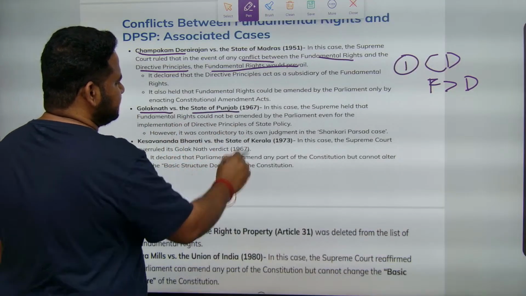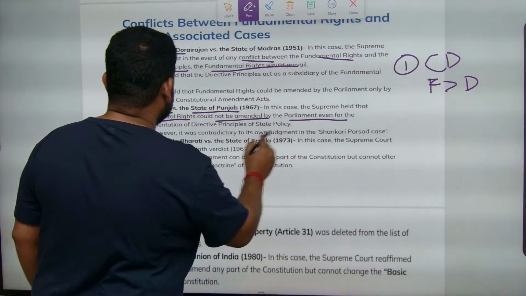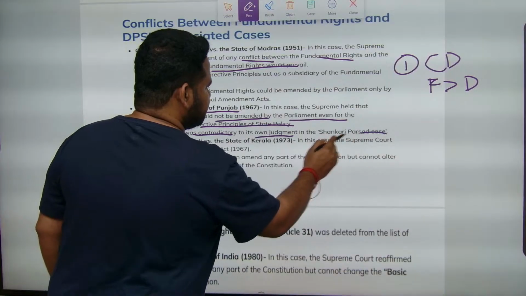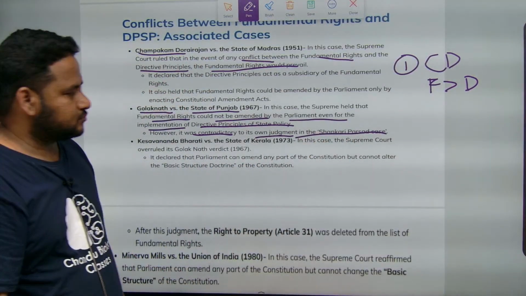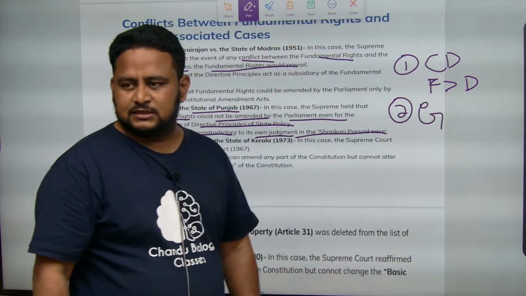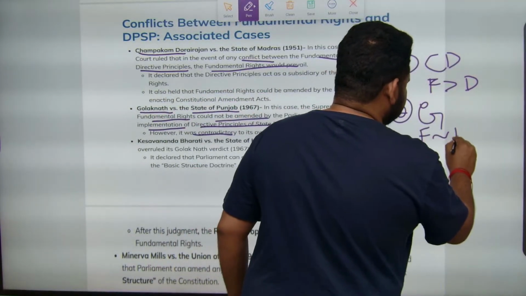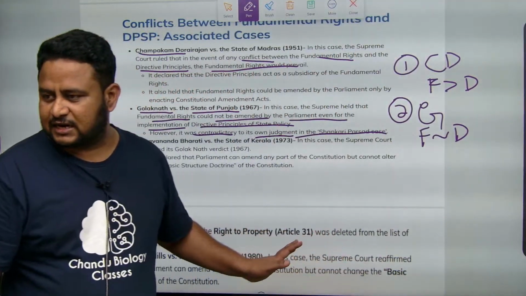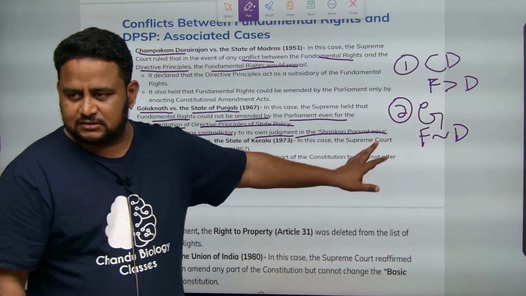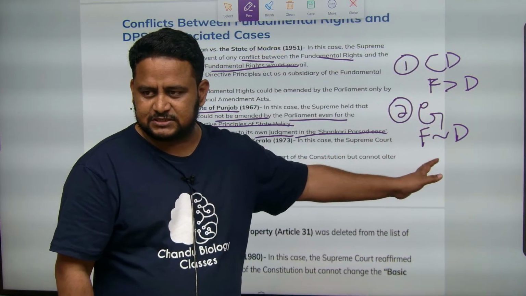Next case. Golaknath versus State of Punjab, 1967. The Supreme Court held that fundamental rights could not be amended by Parliament even for the implementation of DPSPs. However, it was contradictory to its own judgment in Shankari Prasad. In the Golaknath case, what it said is that fundamental rights are almost equal to DPSP. That means you cannot amend fundamental rights just to implement DPSPs. So fundamental rights and DPSPs are almost equal.